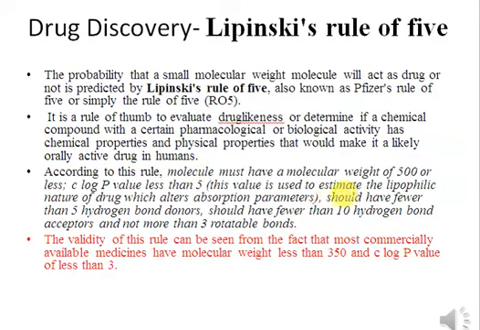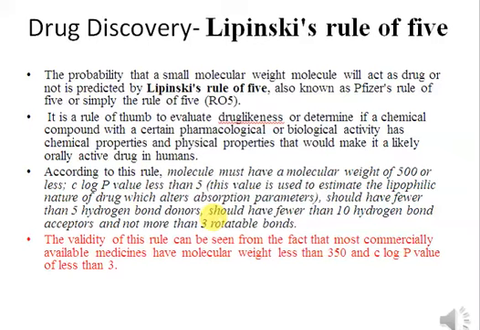Then it should have fewer than 5 hydrogen bond donors, and fewer than 10 hydrogen bond acceptors, and should not have more than 3 rotatable bonds. Here rotatable bonds mean bonds with free rotation. So this is the rule.